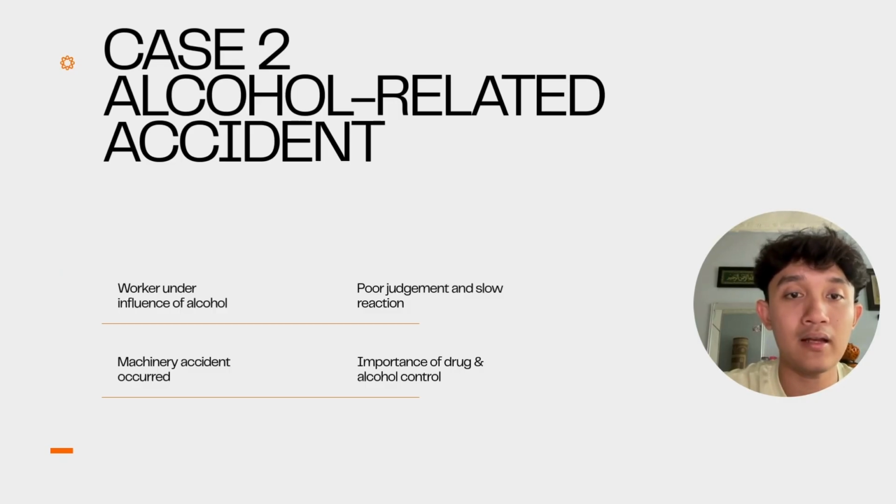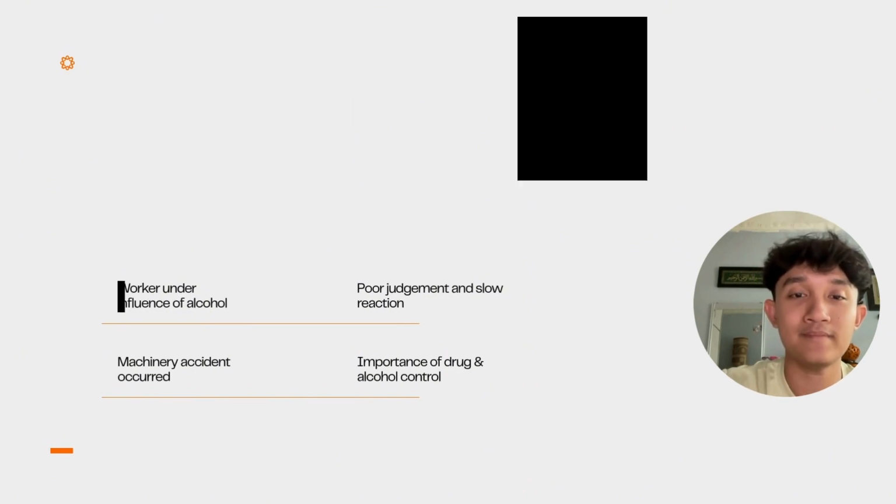By implementing a clear policy, conducting awareness training, and enforcing rules consistently, employers can prevent accidents and protect both workers and the community of the company.